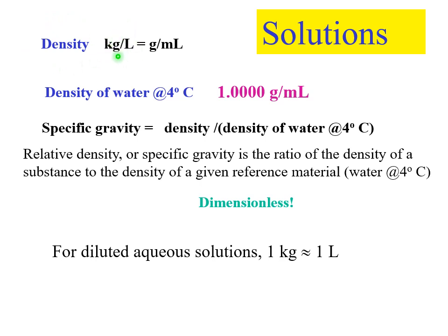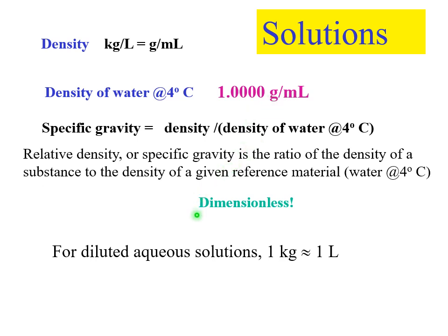So units are kilograms per liter or grams per mil, which is exactly the same. Density of water at 4 degrees Celsius is 1 gram per milliliter with very good precision. 4 digits are 0. There is one more convenient unit if you are using non-metric system. It's specific gravity. It's density divided by density of water at 4 degrees Celsius, which again is 1, of course.